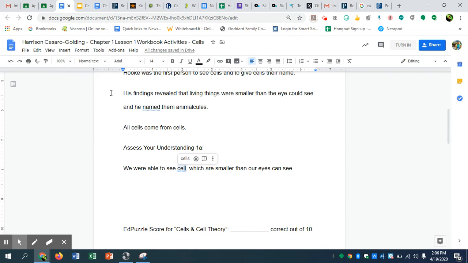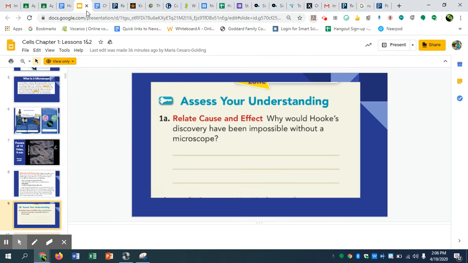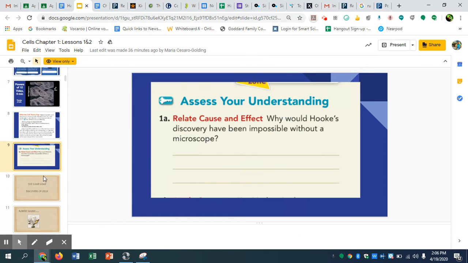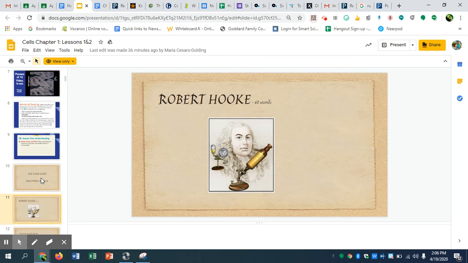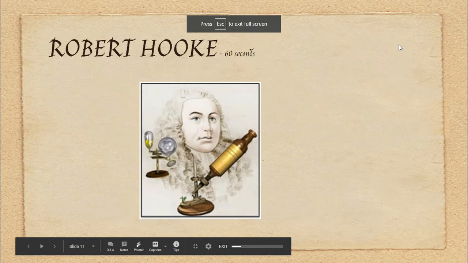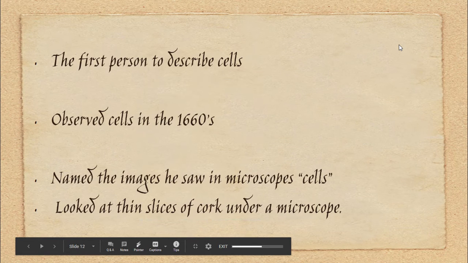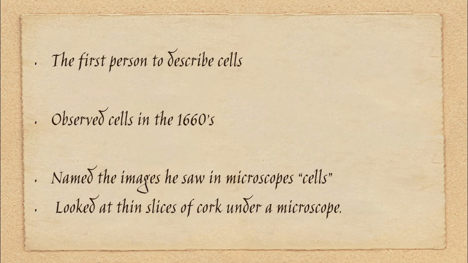Okay, let's go back to the slideshow because I want to talk a little bit more about cell theory, show you some really cool pictures here. Okay, so we would have taken notes on this in class. So Robert Hooke, just to review, was the first person to describe cells. He observed them in the 1660s, and he looked at thin slices of cork under a microscope.